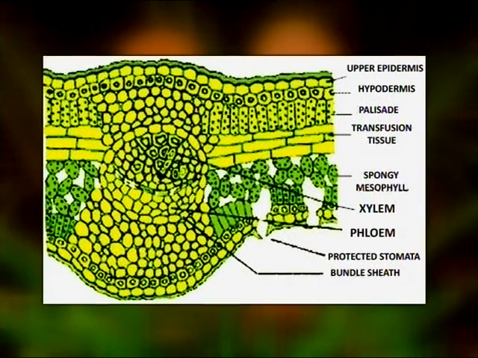Primary transfusion tissue occurs on the sides of the xylem mass and consists of tracheidal cells with bordered pits on the walls. It is connected on either side with the accessory transfusion tissue.